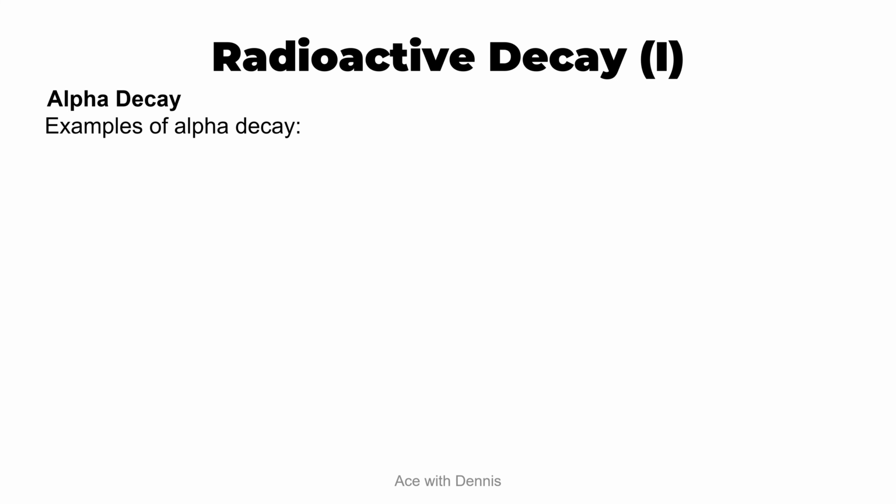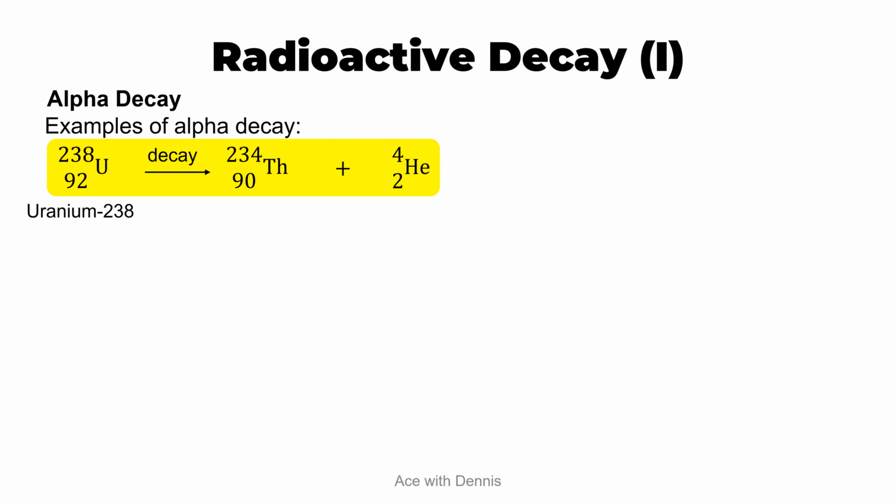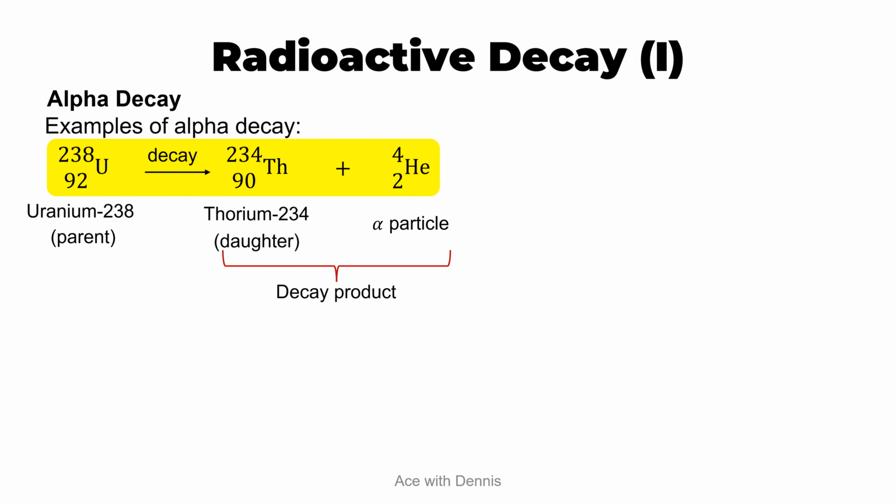Let's look at a few examples of alpha decay. So here is the first example. Uranium-238 as the parent nucleus decays and produces thorium-234, which is the daughter nucleus, and an alpha particle. Thorium-234 and the alpha particle are the decay products.